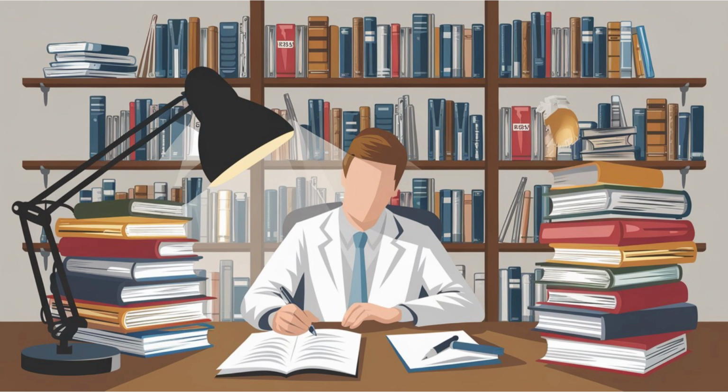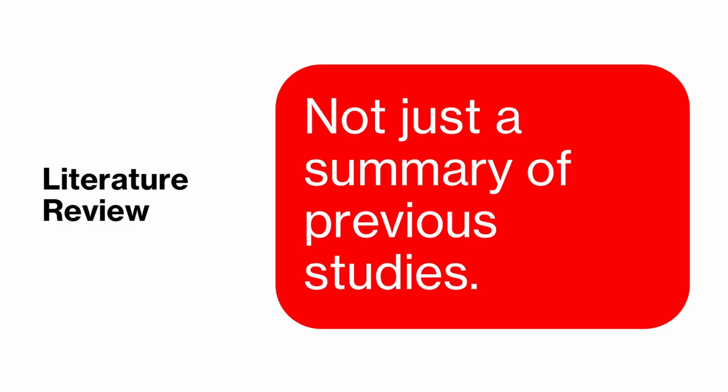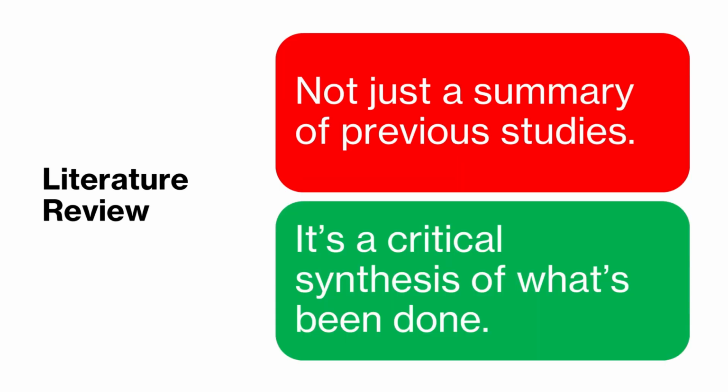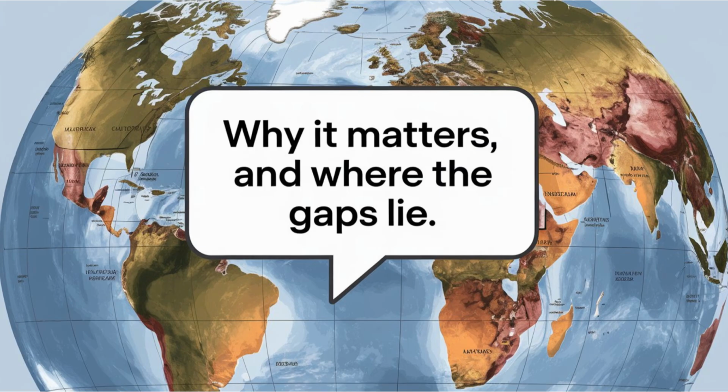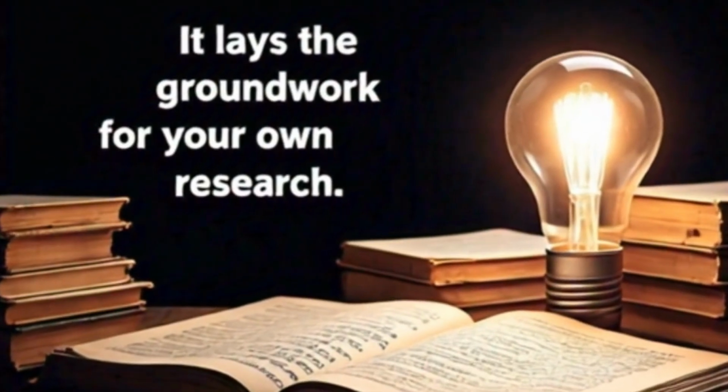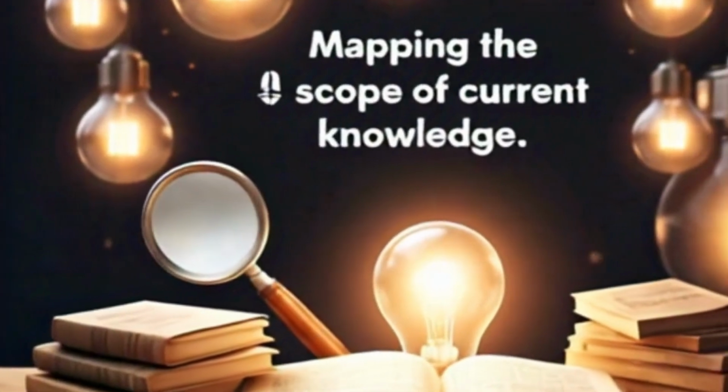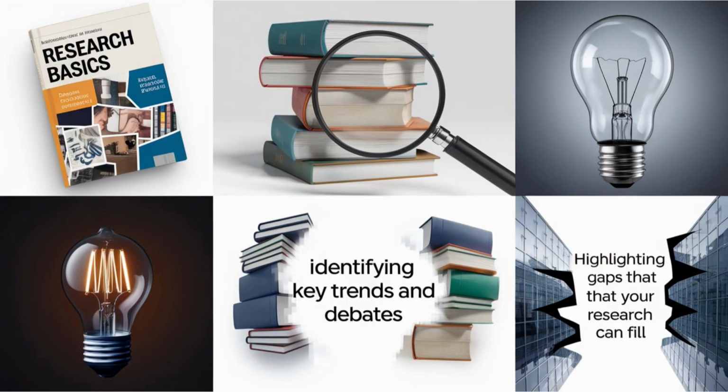Let's start with the basics. A literature review is not just a summary of previous studies. It's a critical synthesis of what's been done, why it matters, and where the gaps lie. It lays the groundwork for your own research by: 1. Mapping the scope of current knowledge. 2. Identifying key trends and debates. 3. Highlighting gaps that your research can fill.